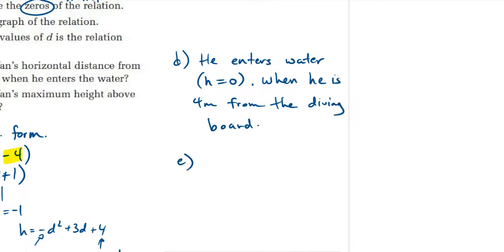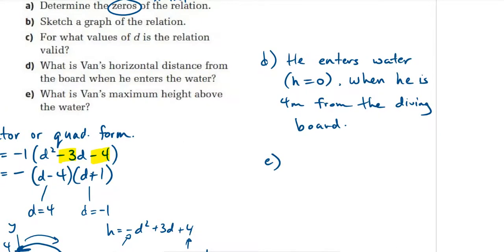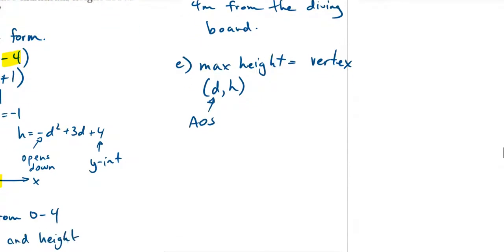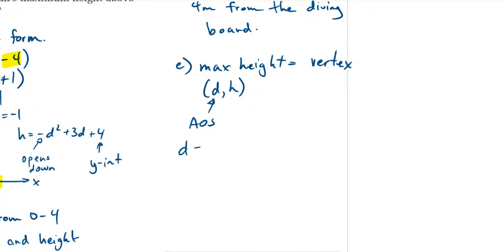Then part E: what is the maximum height above the water? Maximum height means we need the vertex. So max height equals vertex. The vertex in this case is not x and y; it's d for the x and h for the y, so d comma h. So what's my d value? It's going to be the axis of symmetry. So I have to average my d-intercepts: 4 plus -1, divided by 2. That would be 3 over 2, or you could say 1.5.